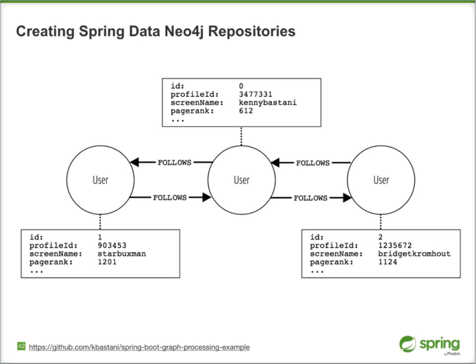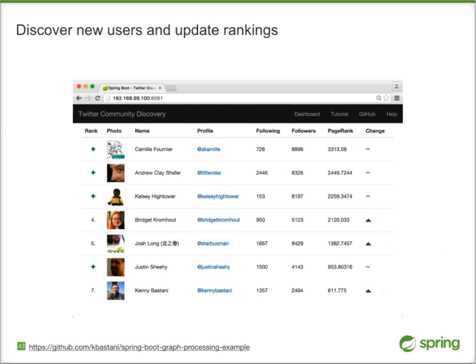So this will be our training data set that we'll use for our discovery algorithm to find new users who are in our community. And we're going to use PageRank as the metric of relevancy to prioritize which users we will crawl next in the current data set.